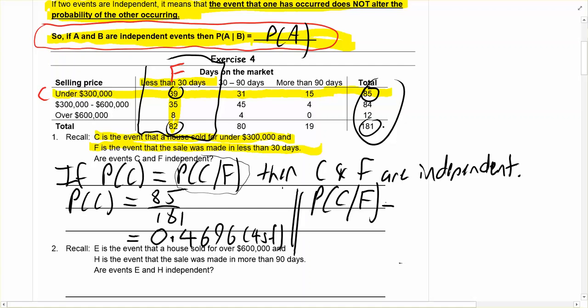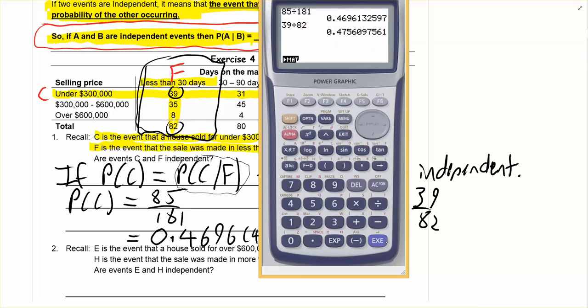So the probability of C given F means out of F, so out of the houses that sold fast, which is the left column, out of 82, 39 of them were cheap. So 39 of them were under $300,000. And again, we need to work that out as a decimal so we can compare it. 39 divided by 82, and that is 0.4756.